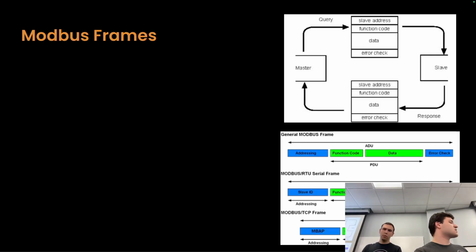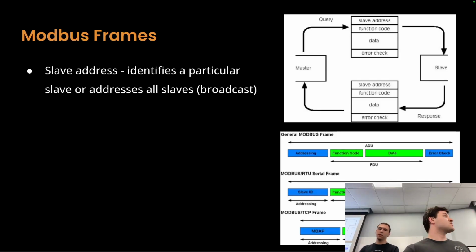Going into the actual frames that are being sent, when the master is querying the slaves, the first field is the slave address.